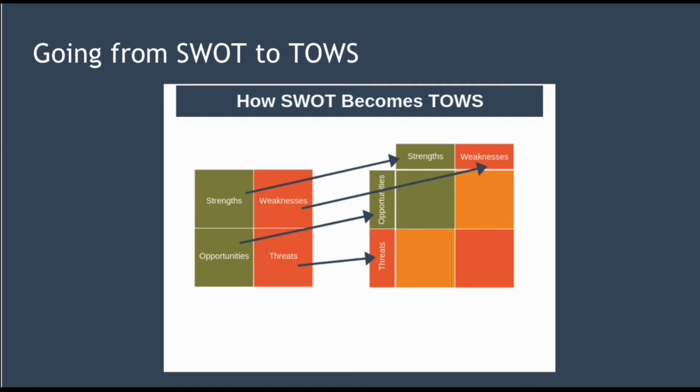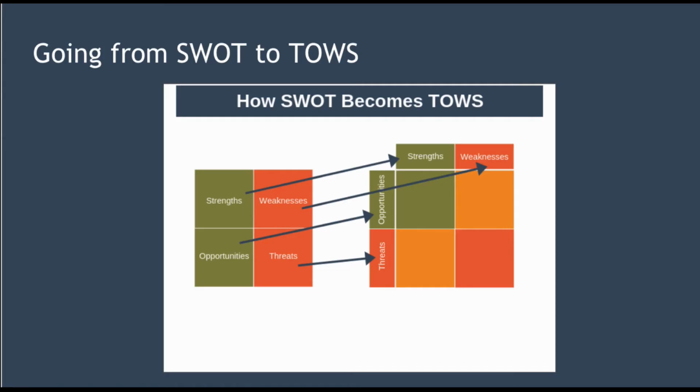Well, it works by taking each box from our SWOT and using it to form the axes of our TOWS, as you can see here. So you represent external factors on the vertical axis, so that's your opportunities and threats, and internal factors you represent on the horizontal axes, so that's your strengths and your weaknesses.